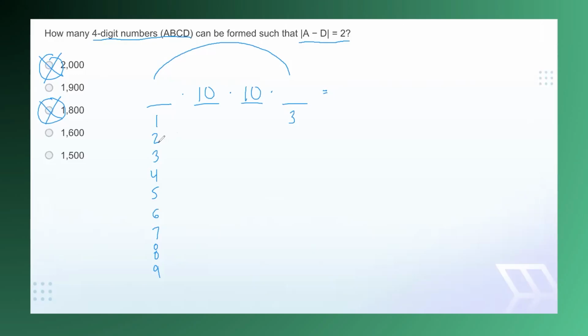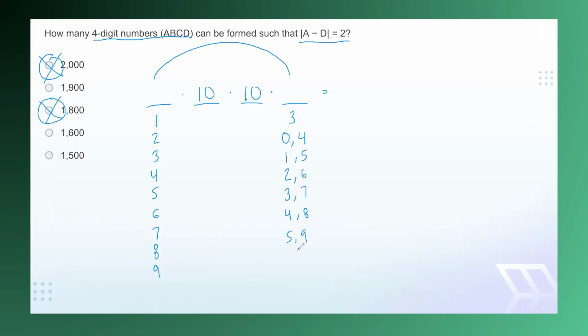Okay, for 2, we can go 2 smaller. Our last digit can be 0. It's just not an option for the first digit. And we can go 2 greater with 4. Okay, continuing down, 3 gives us 1 and 5. 4 gives us 2 and 6. 5 gives us 3 and 7. 4 and 8. 5 and 9.